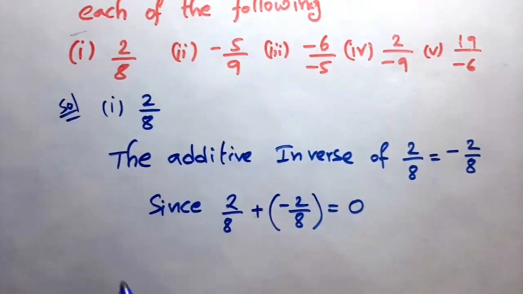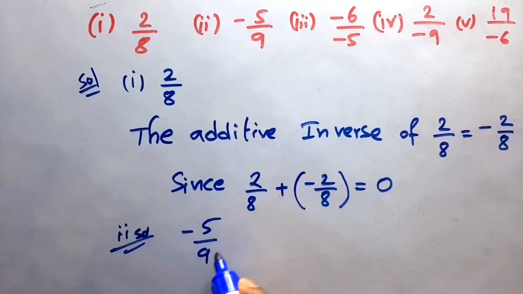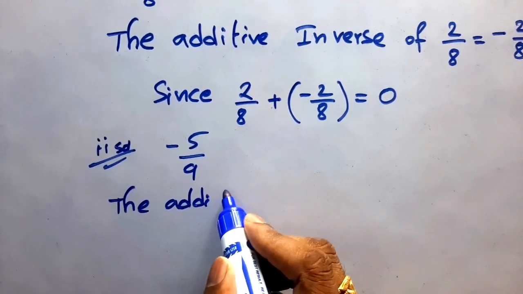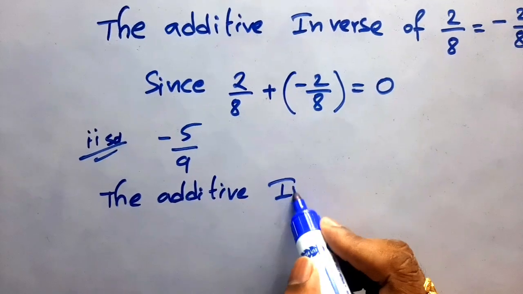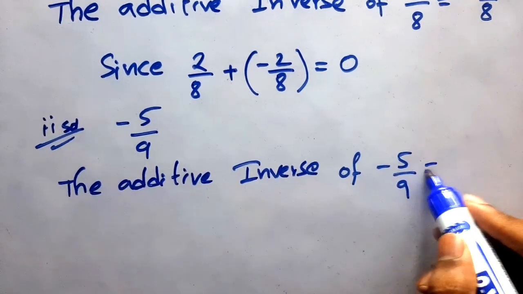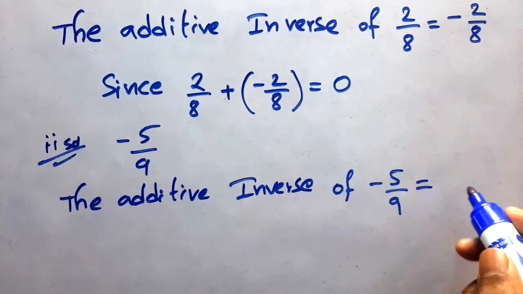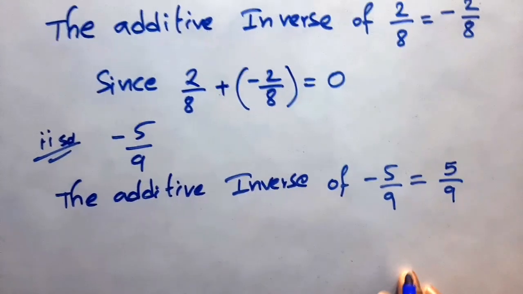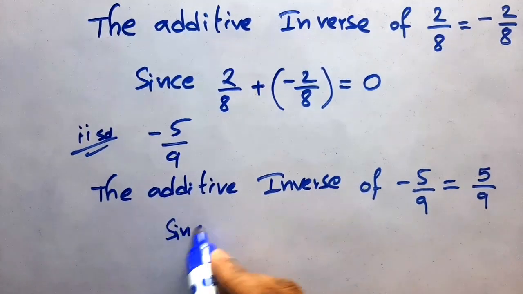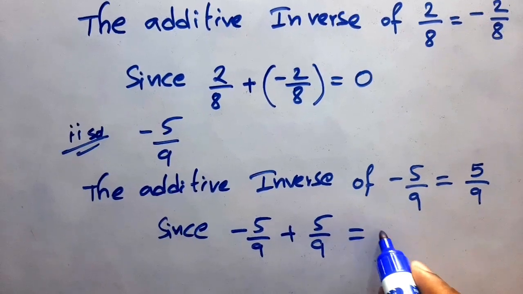Okay. Next, see the second one. Minus 5 by 9. The additive inverse of minus 5 by 9. What is the inverse of minus 5 by 9? Here minus 5 by 9 is given, so you write plus 5 by 9. So the inverse of minus 5 by 9 is 5 by 9. What is the reason? Since minus 5 by 9 plus 5 by 9 is equal to 0.